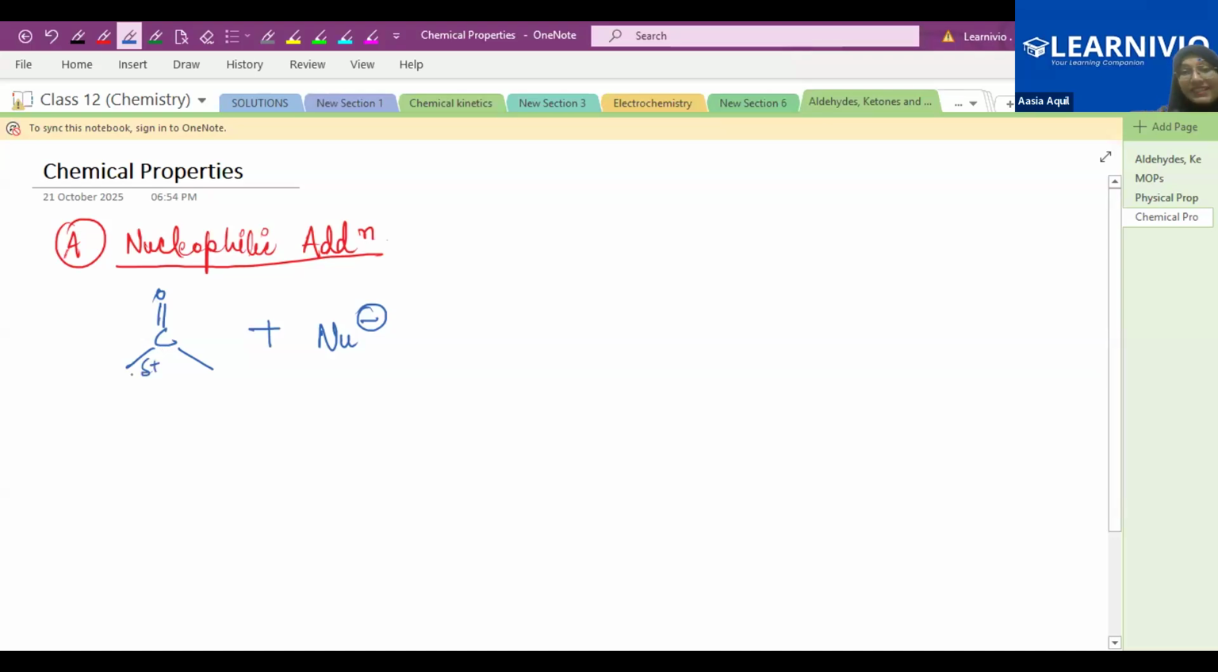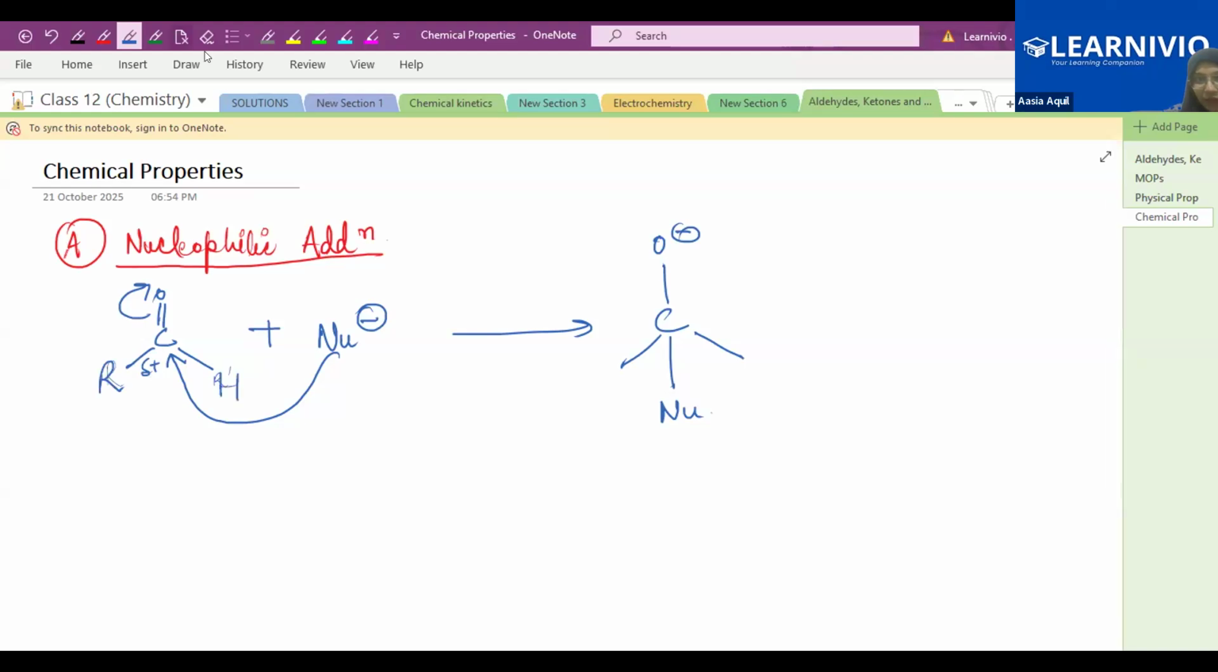So the nucleophile, which is electron rich and has a negative charge, will always attack this carbon. When the nucleophile attacks this carbon, this bond will shift over here, and you will get carbon with O negative, and the nucleophile will attach over here. If you take the ketone, here R group and R dash group will be there. And if you take the aldehyde, here R group and here H.